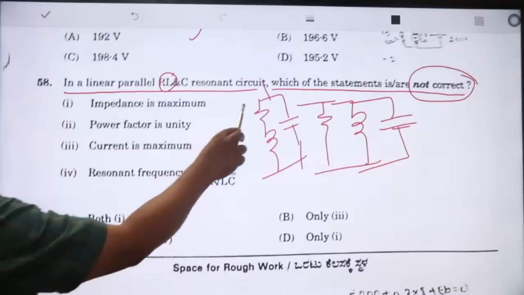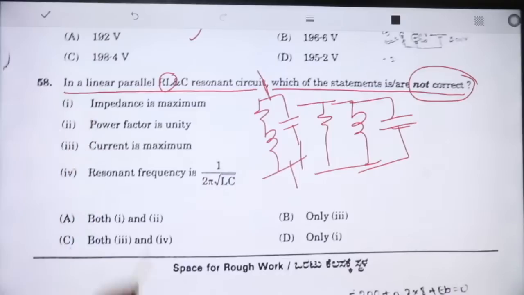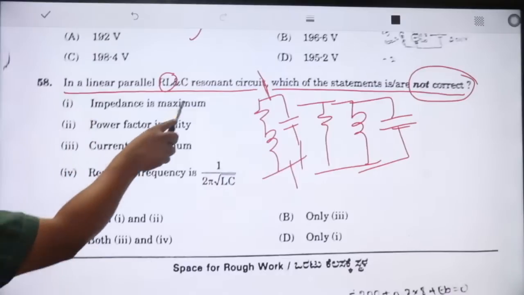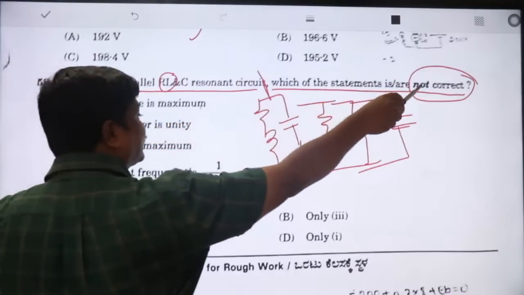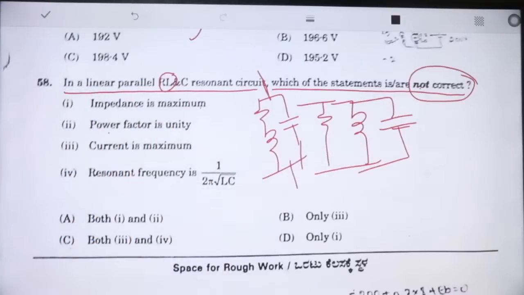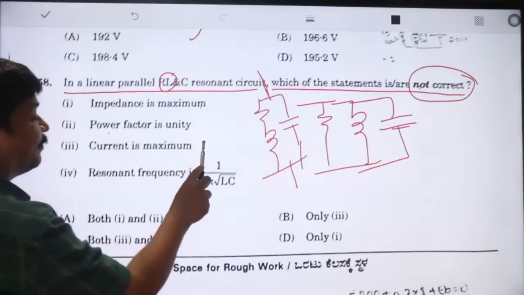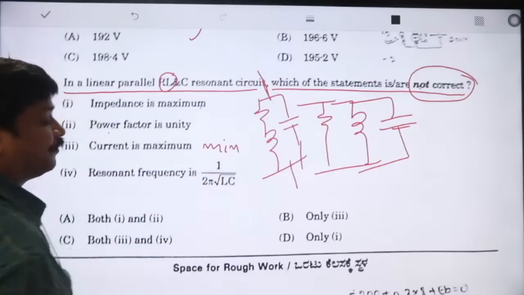Whenever it is connected like this, in a parallel resonant circuit, impedance is maximum. This is the right statement, but he is asking for the not correct one. Next, power factor is unity. It is a right statement. Current is maximum? No, it is false. Current is minimum.